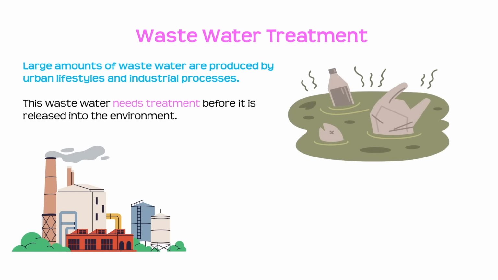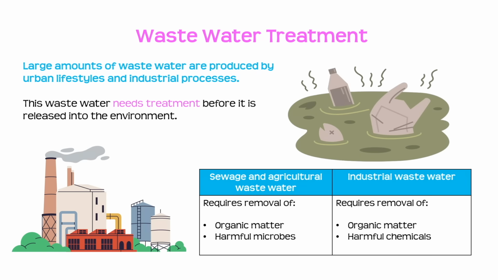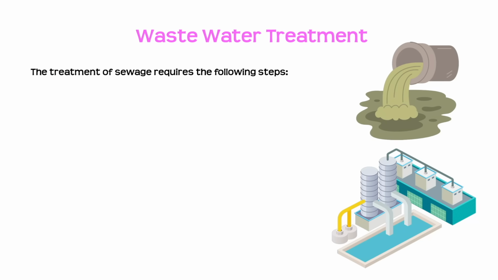Large amounts of wastewater get produced by urban lifestyles and industrial processes. This wastewater needs to be treated before it can be released back into the environment. We need to know that with sewage and agricultural wastewater, we need to remove organic matter and harmful microbes. Whereas with industrial wastewater, which comes from factories, we need to remove organic matter and harmful chemicals. Now, when we need to treat sewage, we have to go through the following steps. Firstly, we need to do screening and grit removal. These processes are going to remove large particles.